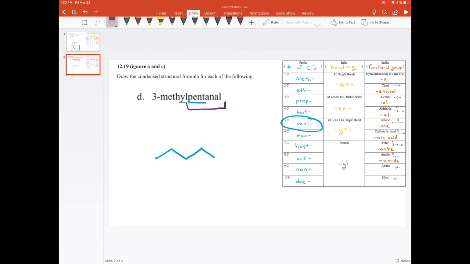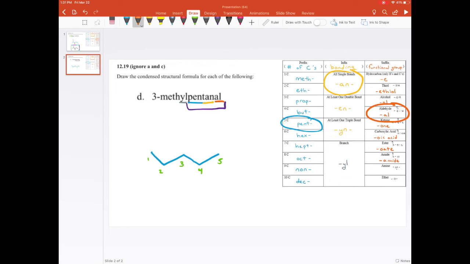And actually, let me draw this the other way. So a dot, that's your first carbon. 1, 2, 3, 4, 5. It's always good to number that so that you know you drew the correct number of carbons, and also you know where to attach things. The infix is AN, that means we have all single bonds between those carbons, and the suffix is AL.